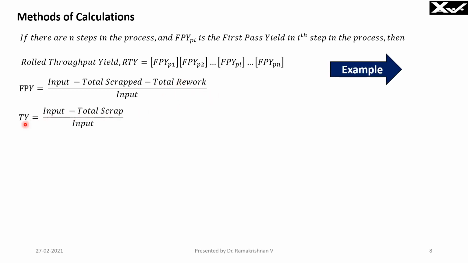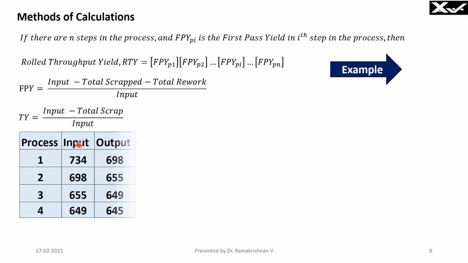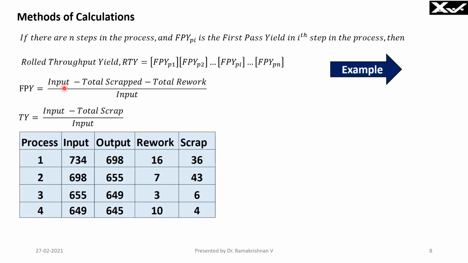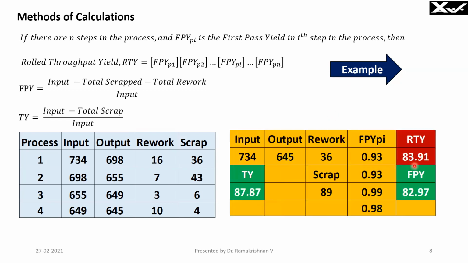So total traditional yield is input minus total scrap divided by input, and first pass yield is input minus total scrap minus total rework divided by input, and rolled throughput yield is the product of all the first pass yields for all the steps. Now we will go to this example. Before that, we will see what we should get. So the first pass yield for step 1 is 734 minus 16 minus 36 divided by 734, that is 0.93.